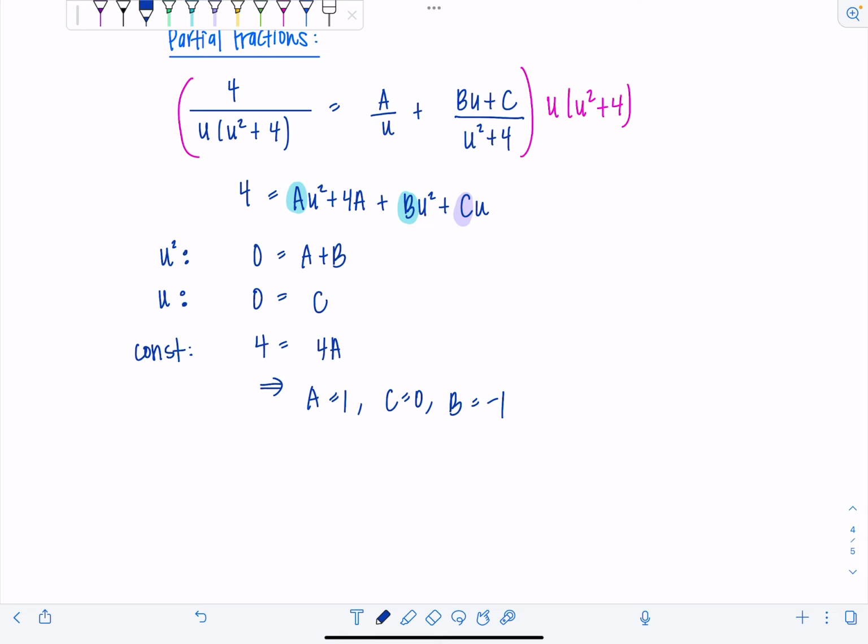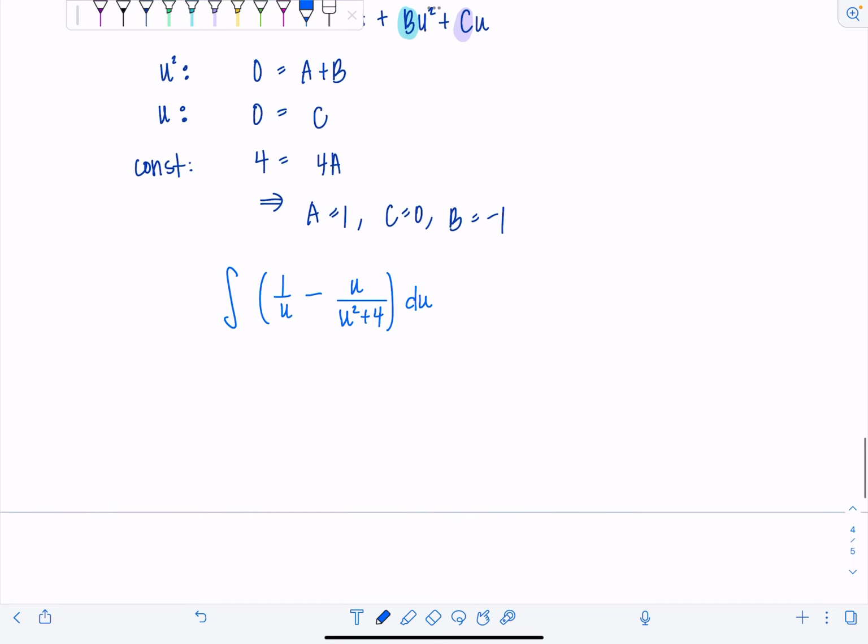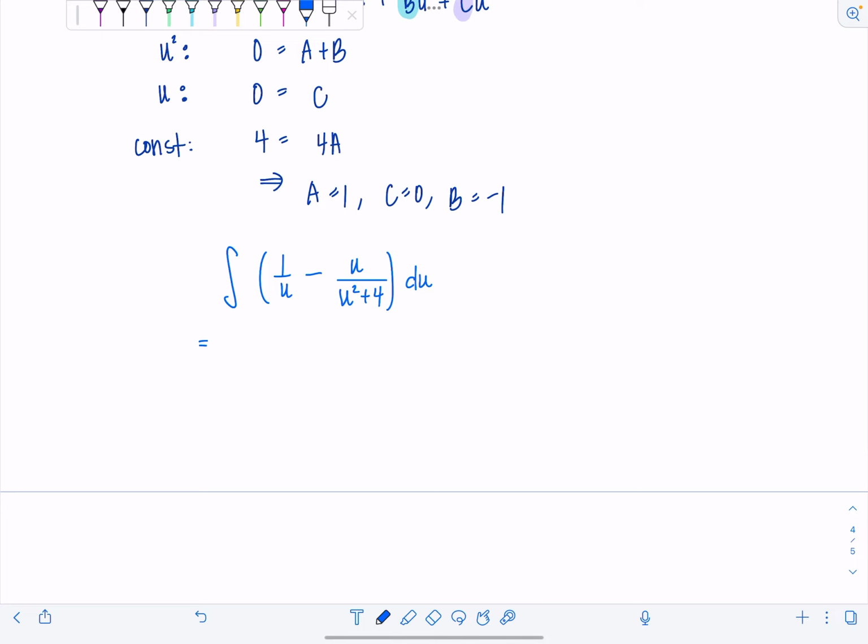I hope so. And that means now we're left with the integral of 1 over u minus u over u squared plus 4 du. Okay, I'm not going to hold your hand so much. It's time to become an independent advanced calculus student. Antiderivative of 1 over u. Yes, ln absolute value of u. Minus, you guys, this should be super familiar. We literally just did almost the same exact antiderivative in the last example. It's just this 4 was a 5.